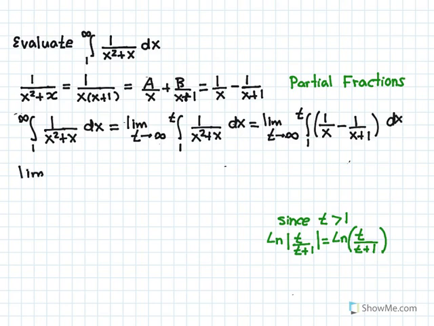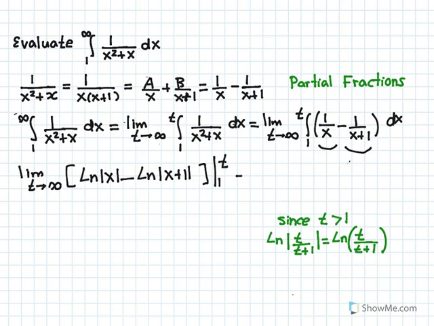Now we get limit t goes to infinity. And what is the antiderivative of 1 over x? Well, that's just going to be log of absolute value of x. Minus, what is the antiderivative of 1 over x plus 1? That's log of absolute value of x plus 1, evaluated from 1 to t. That's equal to limit t goes to infinity. We're going to apply the log rules. Log x minus log y is log of x over y. So we're going to get log of x divided by x plus 1, evaluated from 1 to t.